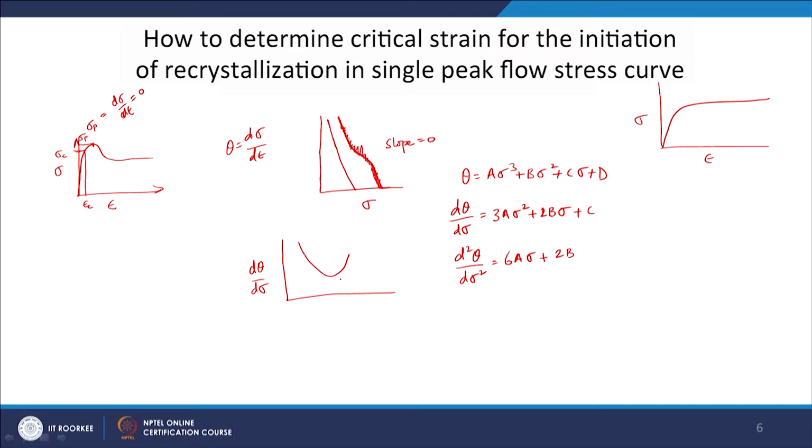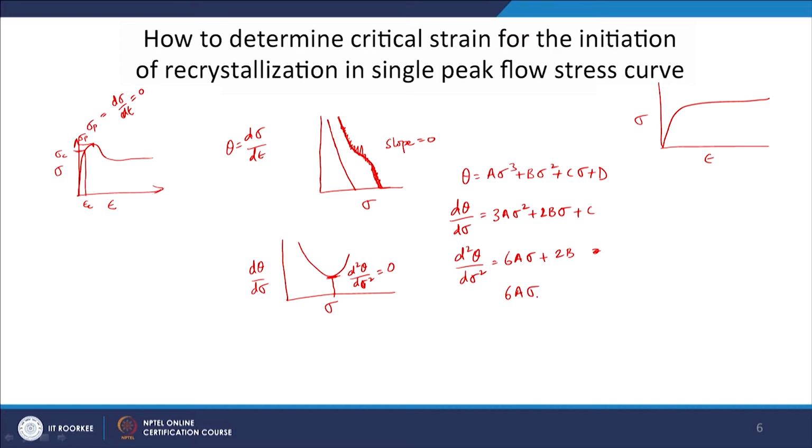So, it has some minima here, and at this minima the slope will be 0, obviously. This is also plotted as a function of sigma. Where the slope of this particular curve between d theta by d sigma and sigma is 0, that is the point where it has changed the slope, and that is my inflection point.